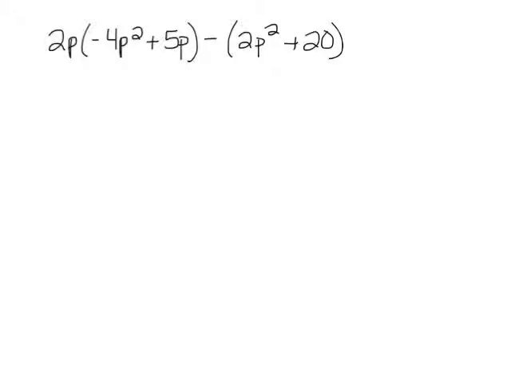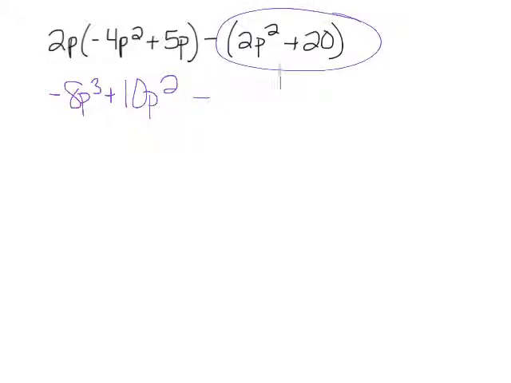So for this example, we have a monomial times a polynomial, and then I'm going to subtract a polynomial. So the first thing I need to do is distribute this 2p to this polynomial. So 2p times negative 4p squared is going to give me a negative 8p cubed plus a 10p squared. And I'm just going to subtract that, and I'm going to bring down this other polynomial, 2p squared plus 20.